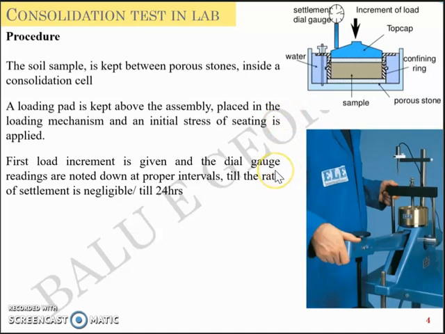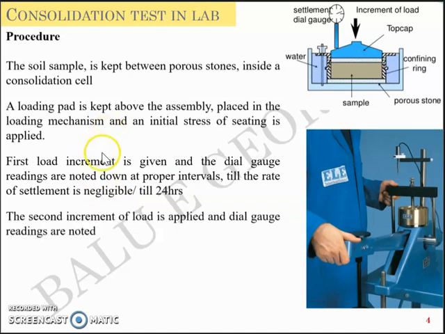Usually you take dial gauge readings up to 24 hours, and in the initial set of readings the settlement will be faster, so you'll take them at proper intervals. For example, once you keep the load, you'll take dial gauge readings at 15 seconds, 30 seconds, 1 minute, 2 minutes, 4 minutes, 8 minutes, 15 minutes, 30 minutes, likewise. So you'll continue up to usually 24 hours, or when the settlement rate is quite negligible.